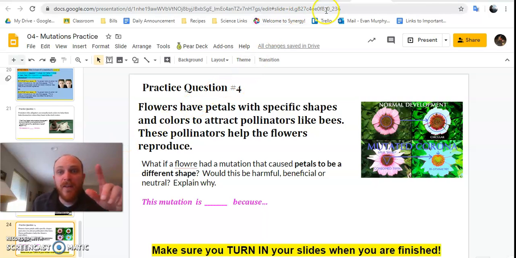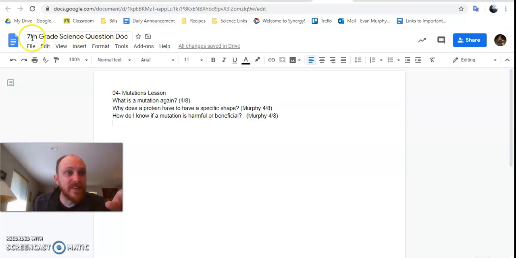One more thing. If you have a question, go to Google Classroom and find this document, the 7th grade science question doc. Ms. Beatty and I are both going to use this. I put some questions in here. What is a mutation? I went over that. Why does a protein have to have a specific shape? I went over that. How do I know if a mutation is harmful or beneficial? I went over that. If you add your questions and put your name on it, we can get back to you, or we can make another video where we explain these questions and it becomes clear to everybody. So record any questions right here, and we can all take care of it together, because if you have the question, chances are other people do too.